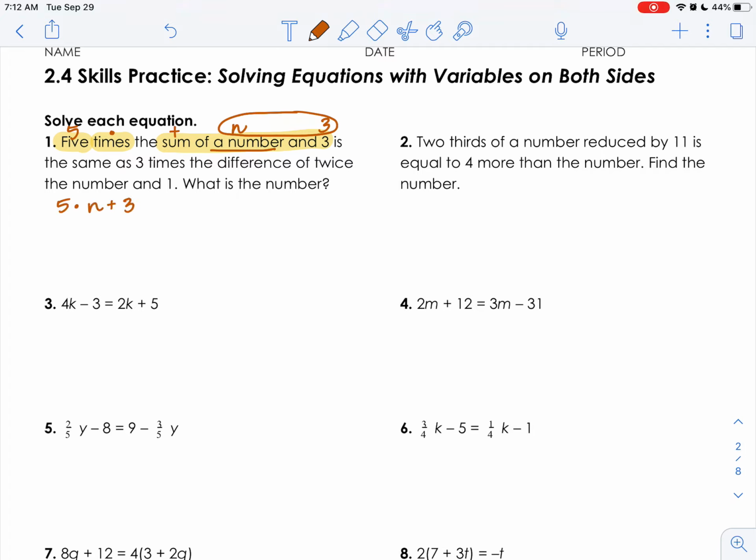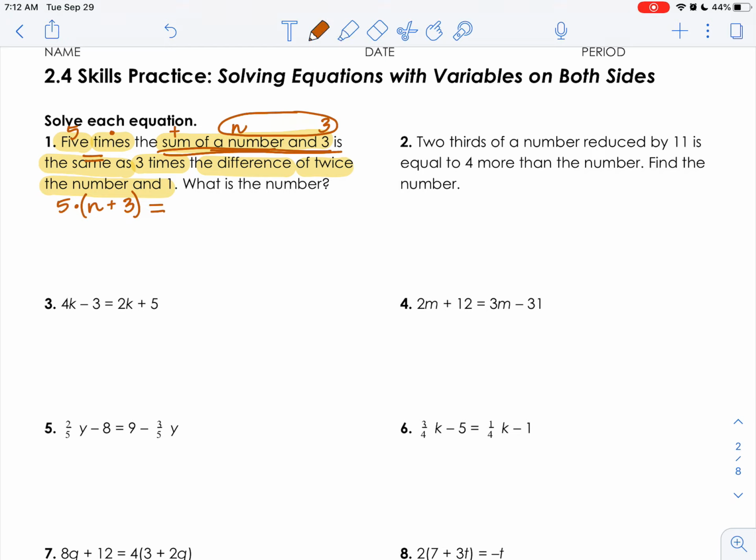But we want to be careful here because the way that I just wrote this, it looks like, if we're following order of operations, I'm really multiplying 5 times n and then plus 3. But the directions here are indicating that I'm multiplying 5 times this whole thing. So how do we show that we're multiplying by a whole thing? We use parentheses. So I need to use parentheses here. 5 times the sum of a number and 3 is the same as, which means it's set equal to, 3 times the difference of twice the number and 1.